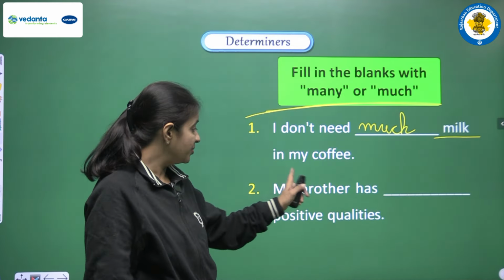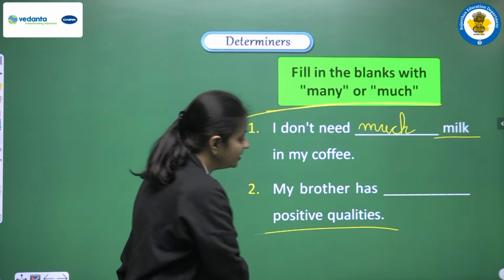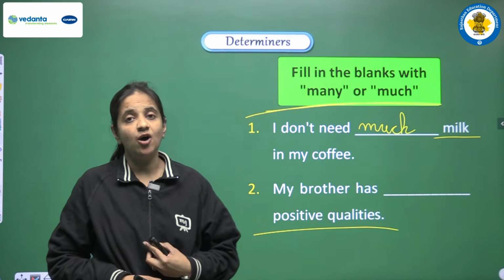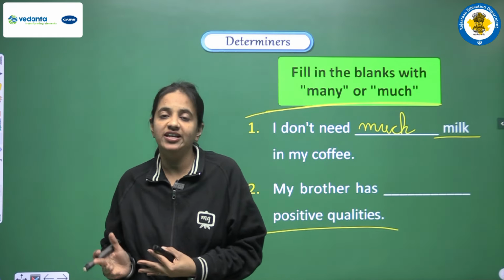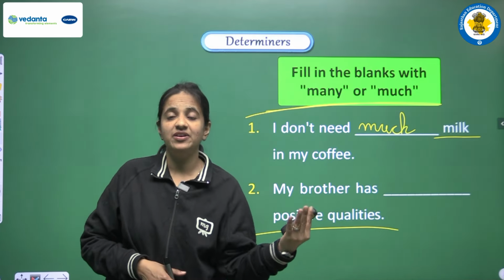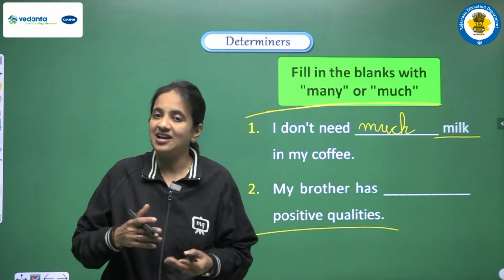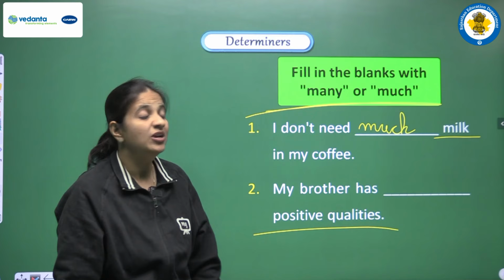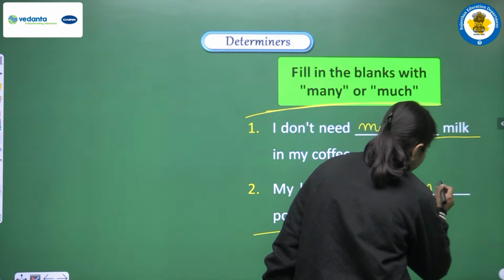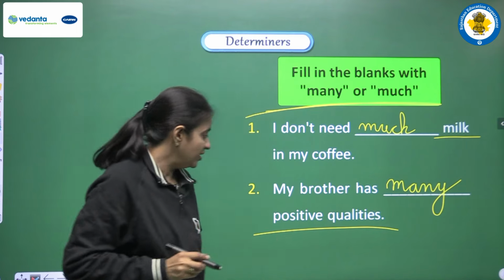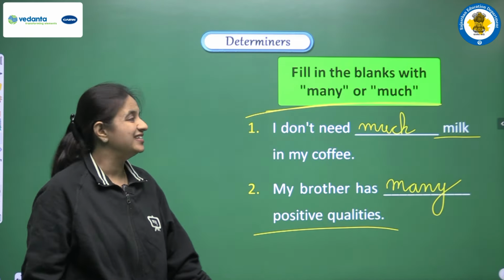Next is my brother has positive qualities. So qualities is a countable noun. We can count the qualities, right? We can say that I am having 3 good qualities, or we can say that he is having 4 bad qualities. So qualities is something that we can count. Qualities is a countable noun. So this is the reason in this blank our answer will be many. And the sentence will be my brother has many positive qualities.